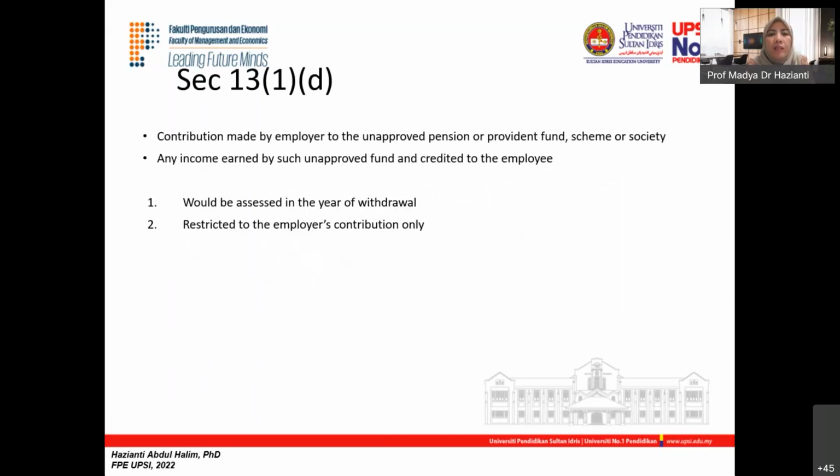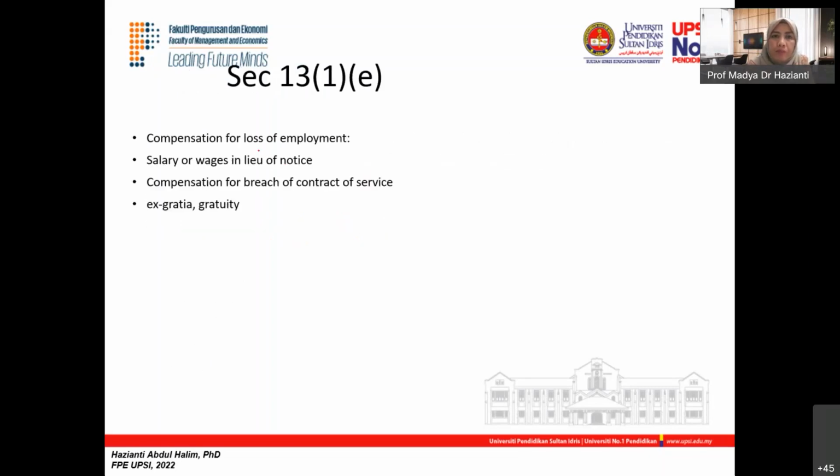Alright, tadi is 31D for contribution made by employer to the unapproved pension or provident fund. So any income earned by such unapproved fund and credited to the employee. Okay, ini unapproved, not PRS, not EPF tadilah. Will be assessed in the year of withdrawal and restricted to the employer's contribution only.